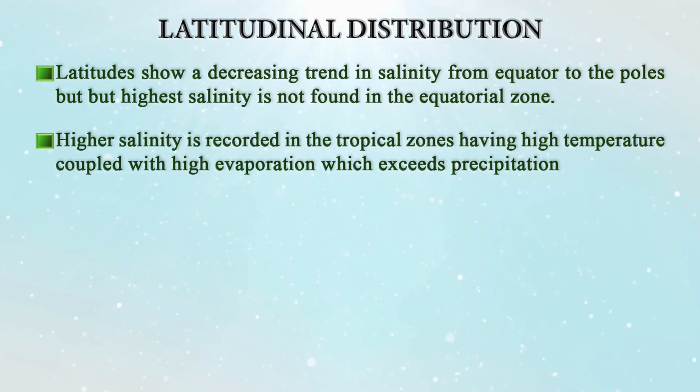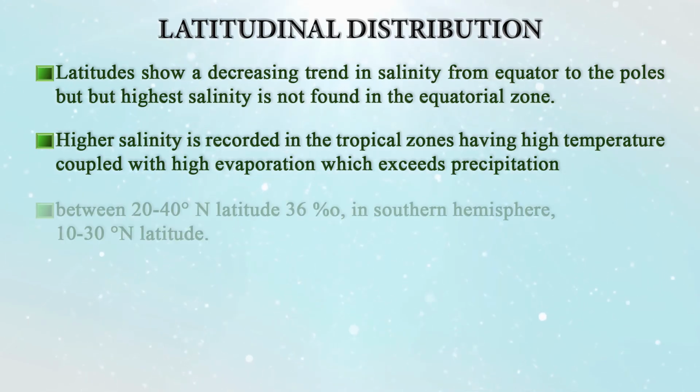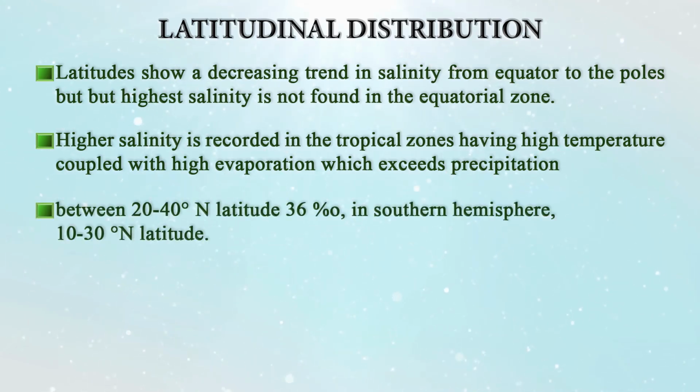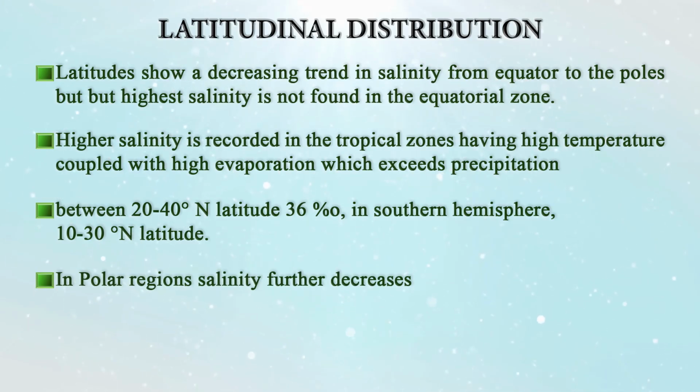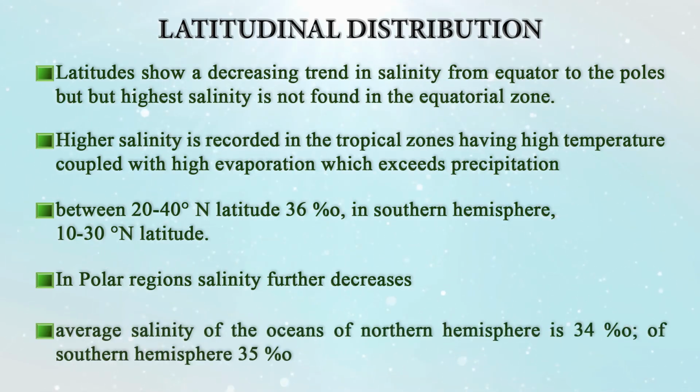So when we see the latitudinal distribution between 20 to 40 degree latitudes in the northern hemisphere, salinity reaches about 36 per thousand. In polar regions, there is a further decrease in salinity just because of the precipitation in the form of snowfall, which increases the amount of fresh water content in the ocean. So salinity is decreased. Average salinity of the oceans of the northern hemisphere is 34 per thousand and of the southern hemisphere is 35 per thousand.